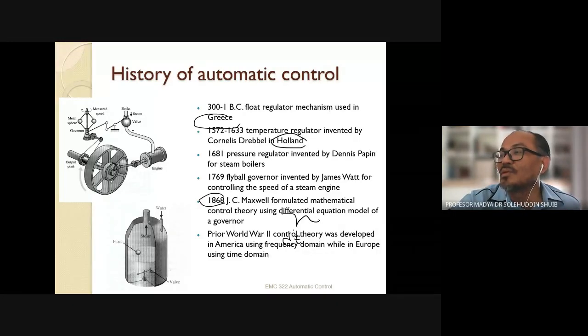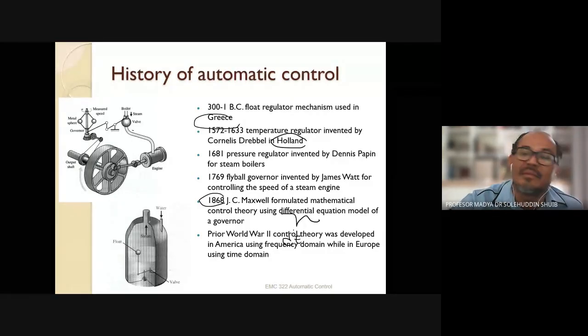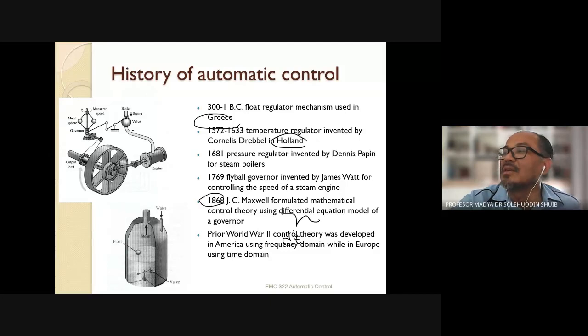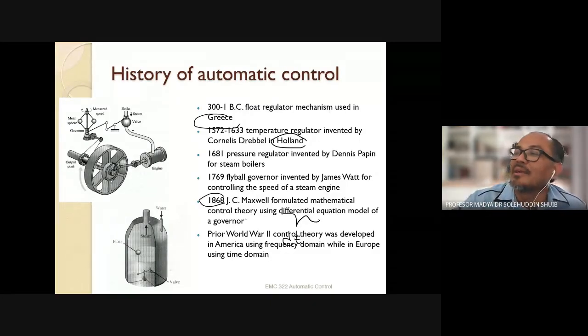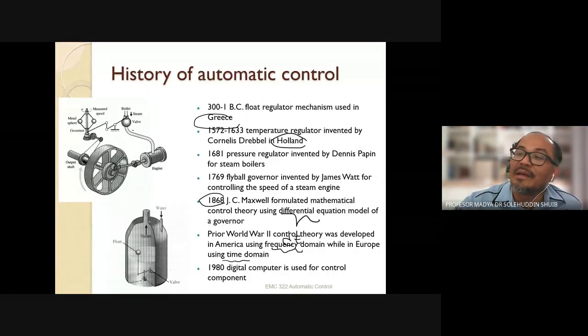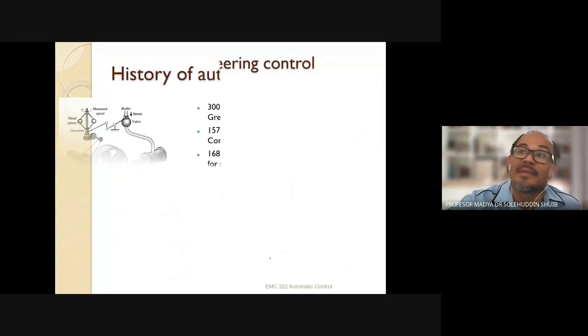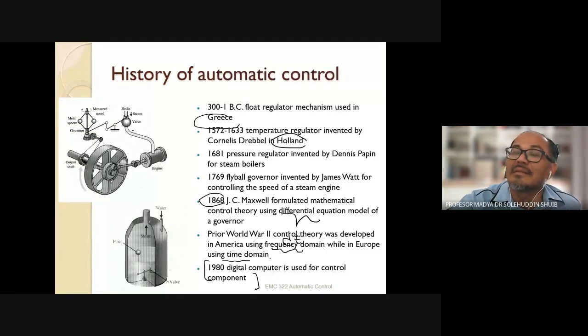Prior to World War II, control theory was developed. We continued to develop it more advancedly in America using the frequency domain after World War II, and in Europe they still used the time domain. Then at the start of digital computing, in 1980, they started to have digital computers used in control components. This is a bit on the chronology of the advancement of automatic control.